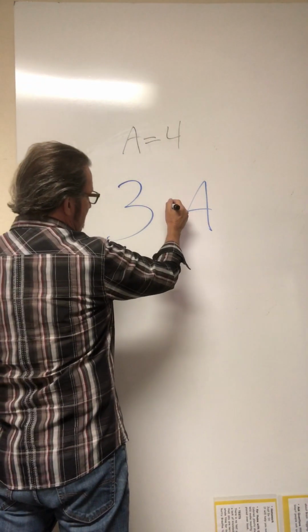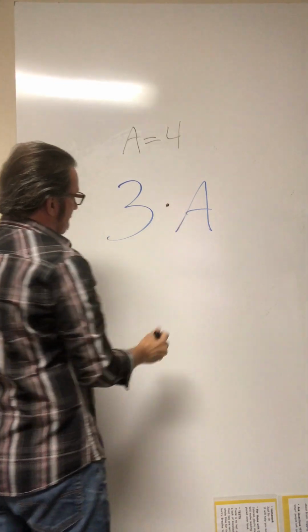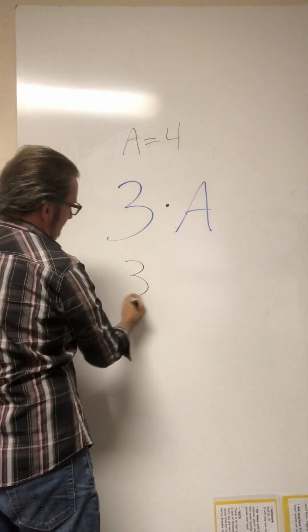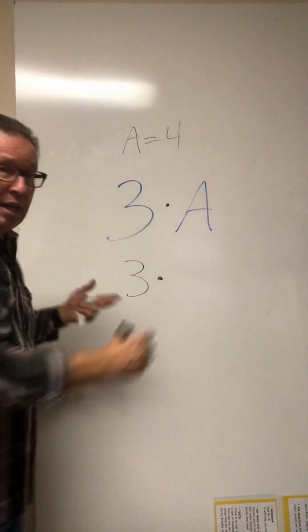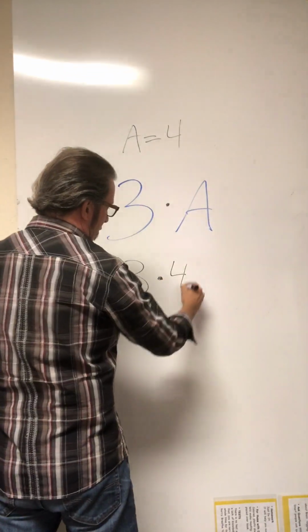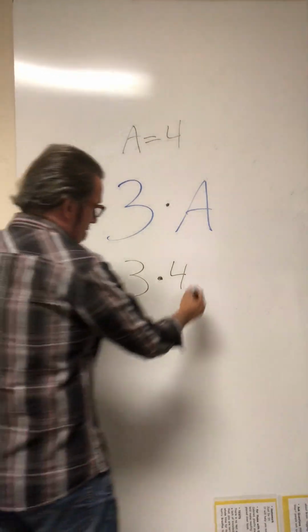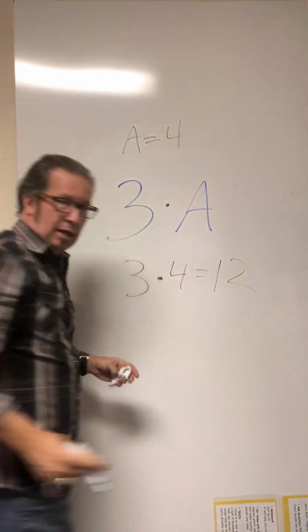So we said this means times, right? Right in there. So this is saying 3 times, what's A equal? Oh, A equals 4. That's right, A equals 4. So what's 3 times 4? You better know the answer. 12. Okay, there you go.